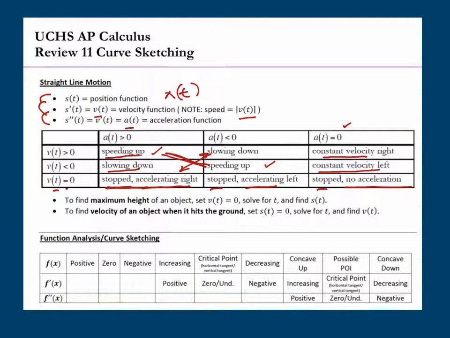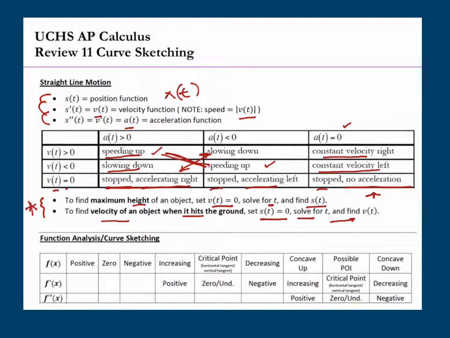That's interesting. We usually don't use these two, but it's nice to know you understand it. Here's two attempts to find the maximum height of an object. You set v of t equal to 0 and then solve for t, and then you find s of t because it wants the height, not the time of the height. To find the velocity of an object when it hits the ground, you set the height, or s of t, equal to 0 and solve for t, and then you substitute that back into v of t. So it could be several steps. So make sure you understand these two really clearly, okay?